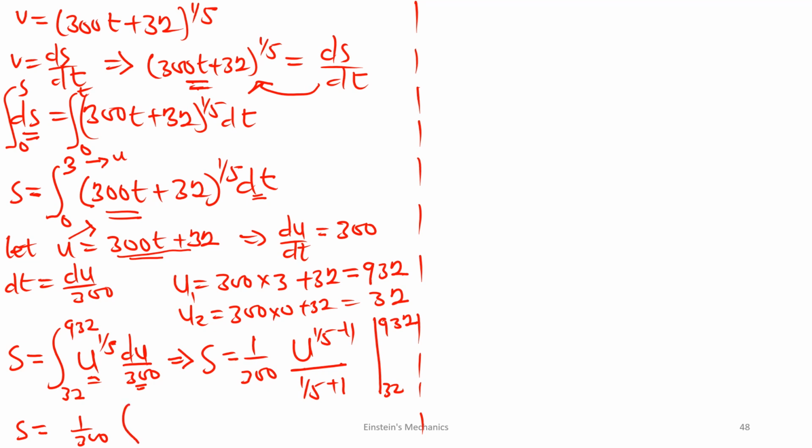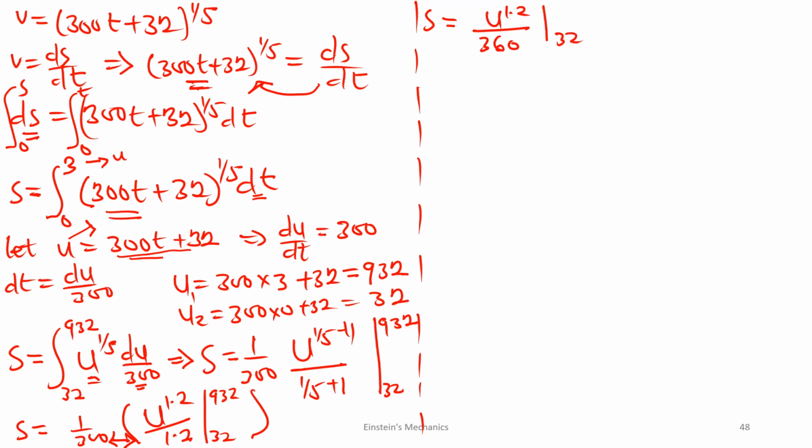If you solve, this is going to be u to the power 1.2 divided by 1.2. So the limits 32, 932. They are there. Are we good? So we can multiply the 300 by the 1.2 to get what we want. So my x is going to be u to the power 1.2 on, that is going to be 360 if you multiply, and from 32 to 932.